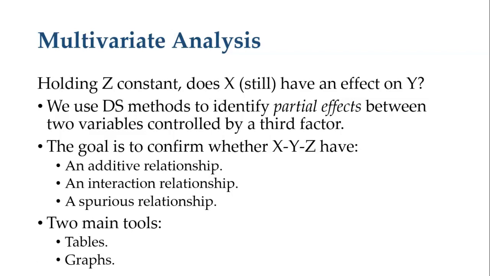And finally, there is a spurious relationship. In a spurious relationship, x has no effect on y. What we thought was a relationship in a bivariate analysis was actually explained by c, because c was a confounder. A confounder is a variable that affects x and affects y, and creates this artificial relationship between x and y. Okay?